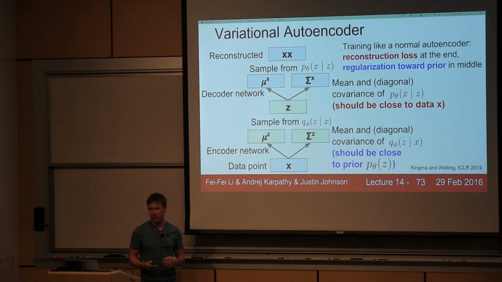So any questions about this setup? We went through it kind of fast. Yeah? Why do you choose a diagonal covariance? The question is, why do you choose a diagonal covariance? And the answer is because it's really easy to work with. But actually, people have tried slightly fancier things too. But that's something you could play around with.